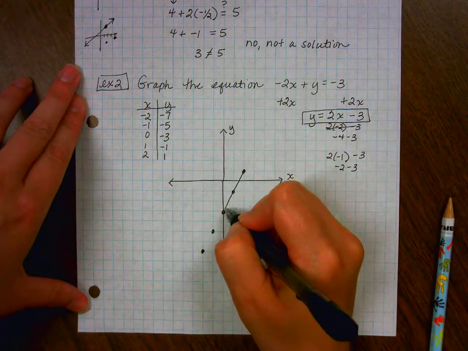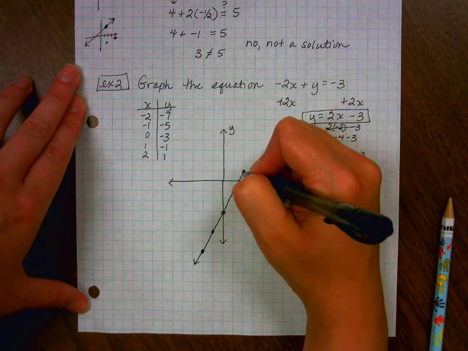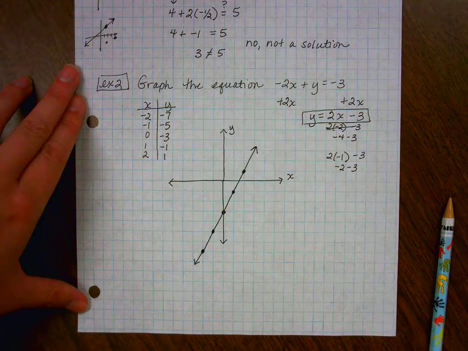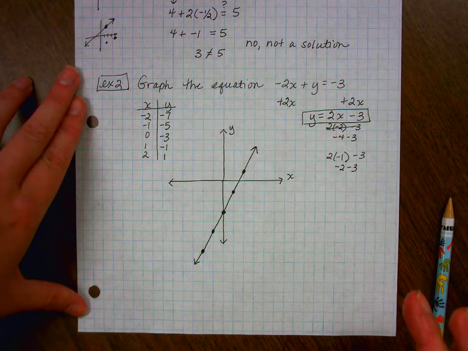And we're going to make sure that we draw in our line because now we're graphing a line. And I want to put arrows on both ends because these lines go on forever. I graphed a very small part of this line.